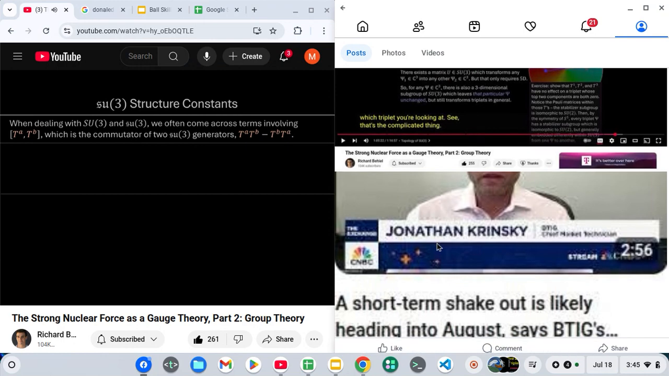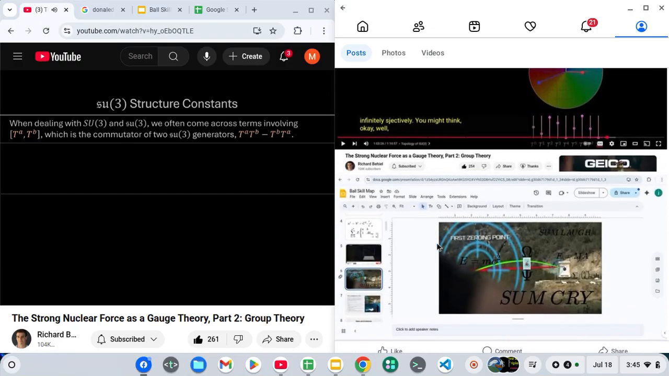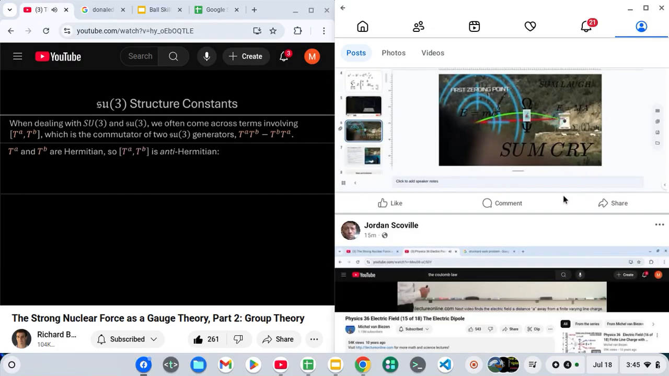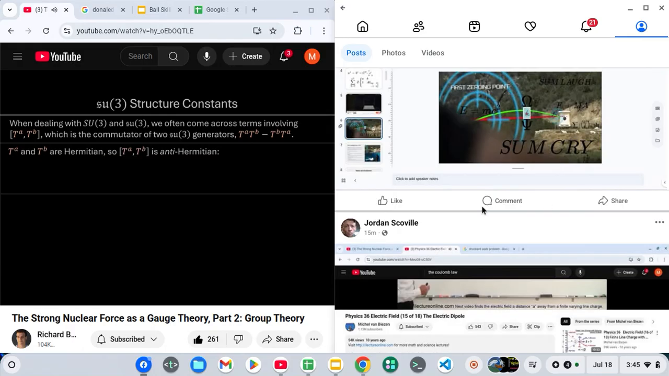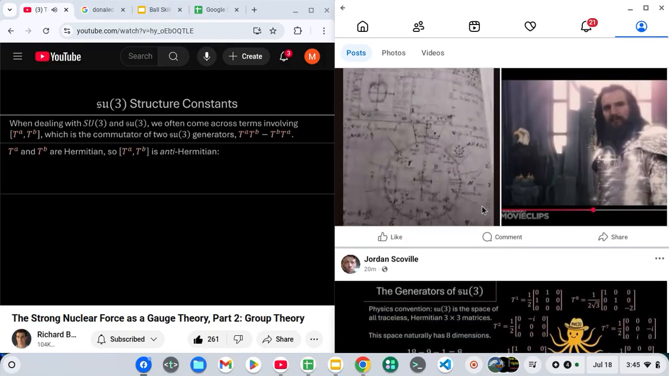Now the first thing we should recognize is that if T_A and T_B are generators of SU(3), then they're both Hermitian matrices in the physics convention. And so the commutator of T_A and T_B is anti-Hermitian. And you can prove that like so.